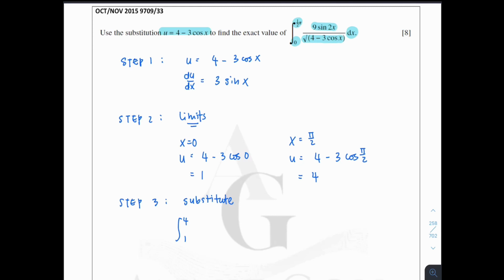And then for 9 sine 2x, if you can't change it in terms of u, you just leave it there first. And for the bottom, if you notice, it is 4 minus 3 cos x, which is the same as this. So we can replace it with u. So for the bottom part, it's just square root u. And for the dx here, how do we change it in terms of du? It's actually from step 1.